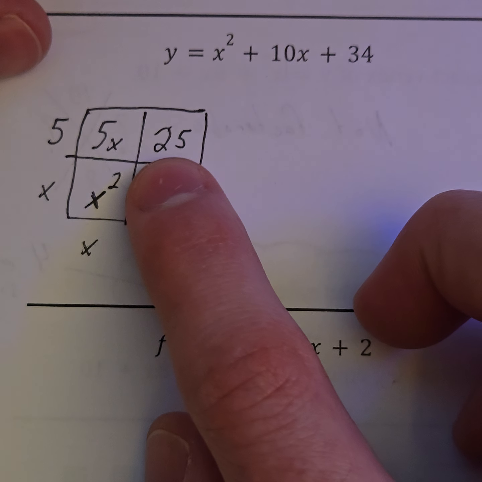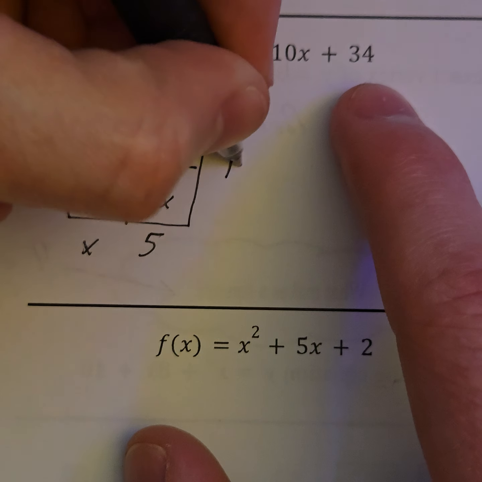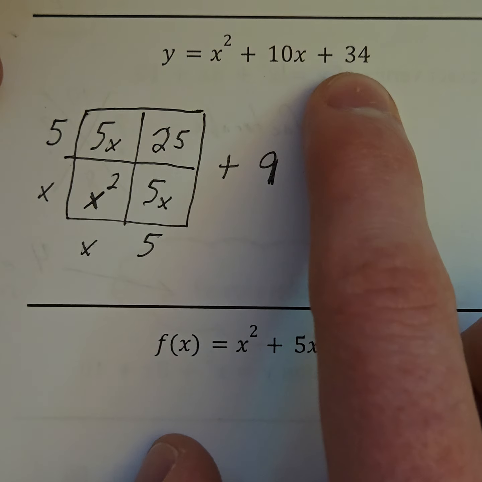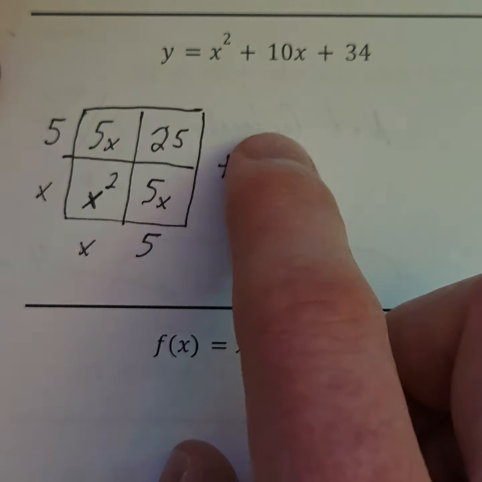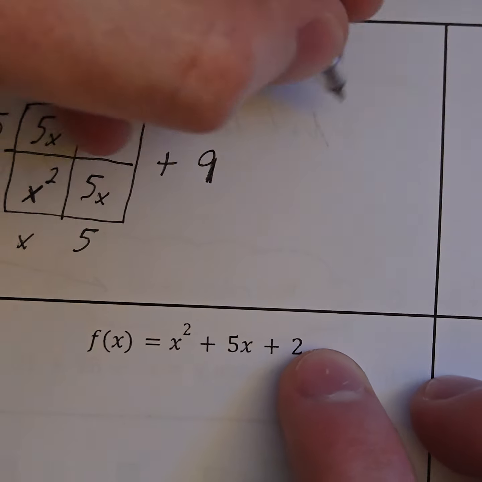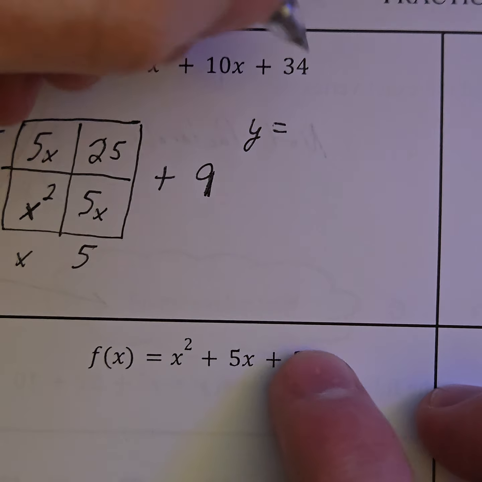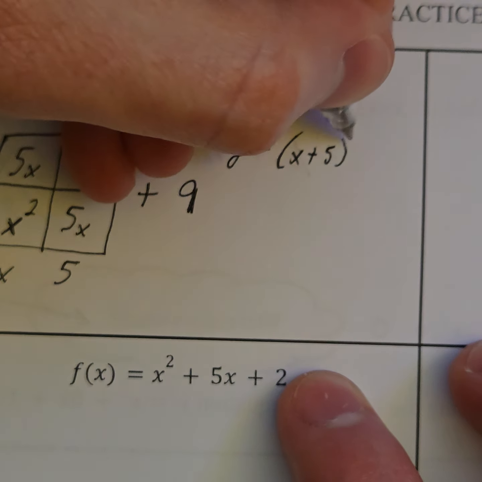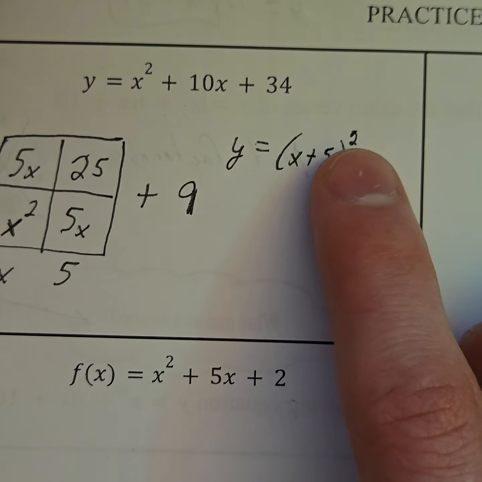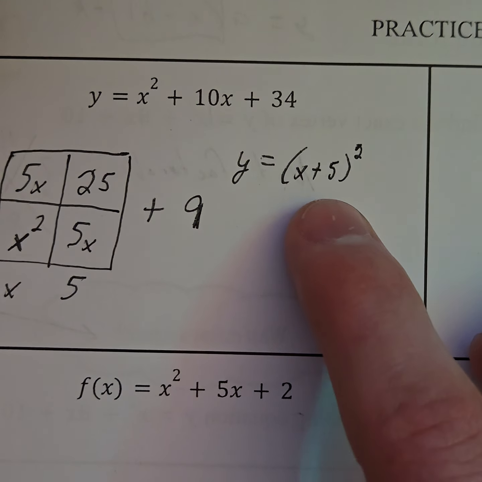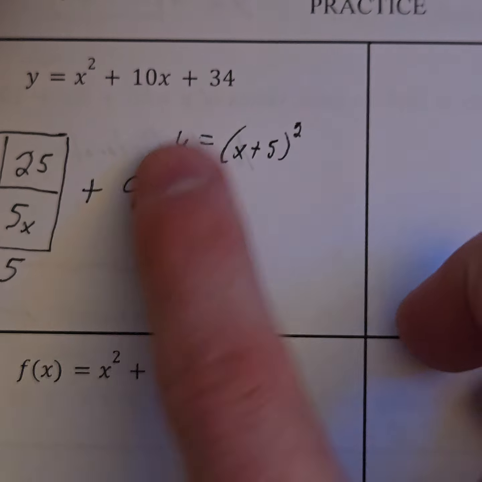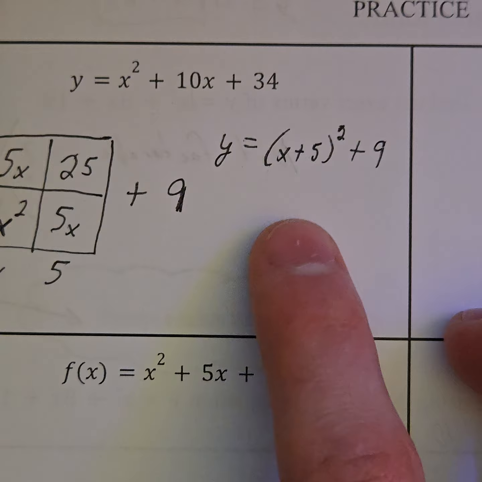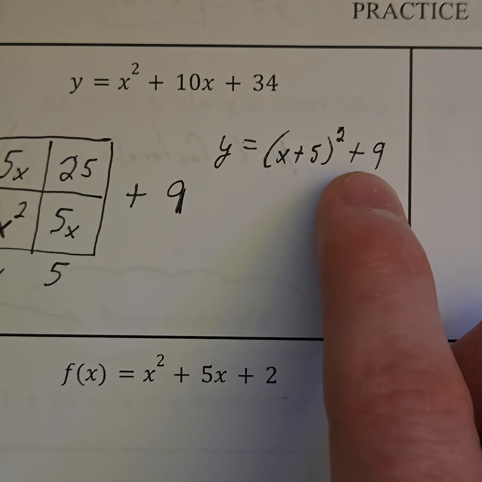Now I need to get up to 34. So that means I need to add some to get up to 34. So in this case, I need to add 9. So add 9 to 25, and that gives you 34. Now I've completed this, and I can write it out in graphing form. So I can say y equals, my square is x plus 5 squared. Make sure you're writing a square there, that little 2, because that's what makes it quadratic, is the x being squared. And then I needed that plus 9 to get up to 34.